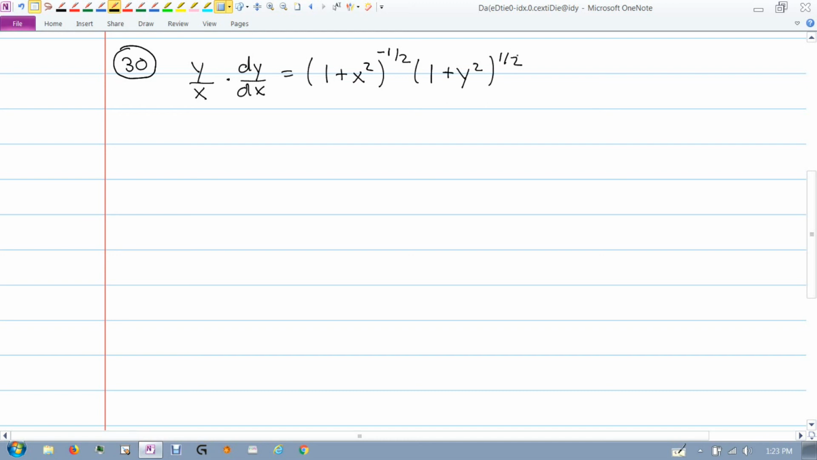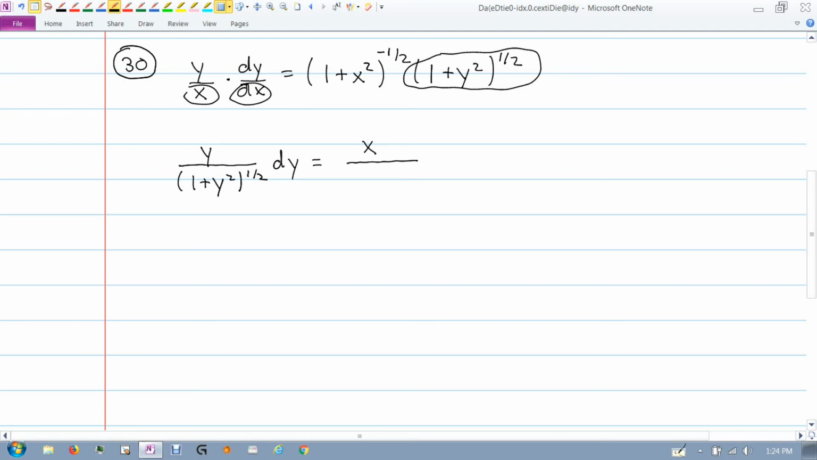All right, so we've got to work this out here. I'm going to multiply both sides by x dx and then divide both sides by this. So when I do that, I'm going to have y over 1 plus y squared to the 1/2 dy equals, I multiply both sides by x, so I have an x on top, and then I'm going to rewrite that 1 plus x squared to negative 1/2, I'm just dropping it to the bottom, and then I also multiply both sides by dx, so I've got that over there. So now I've got all my y's on one side, x's on the other, so integral, integral.